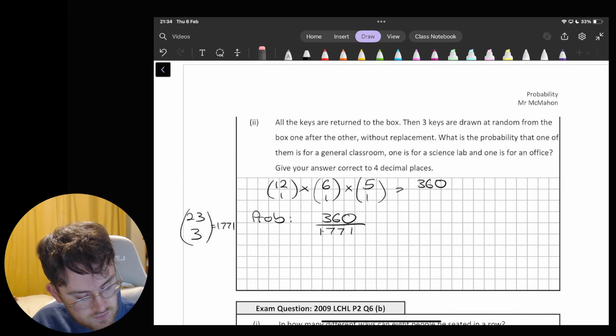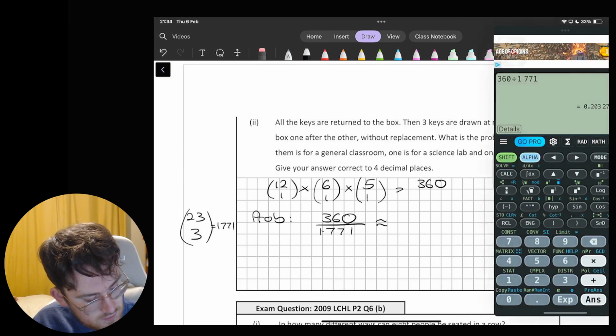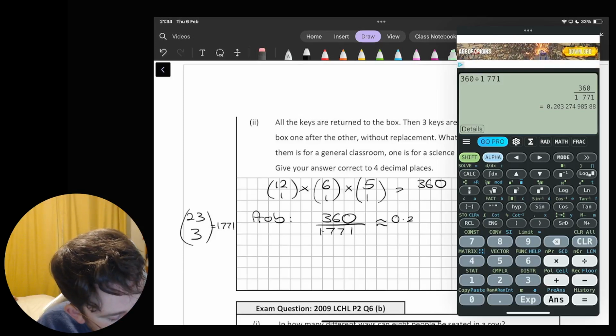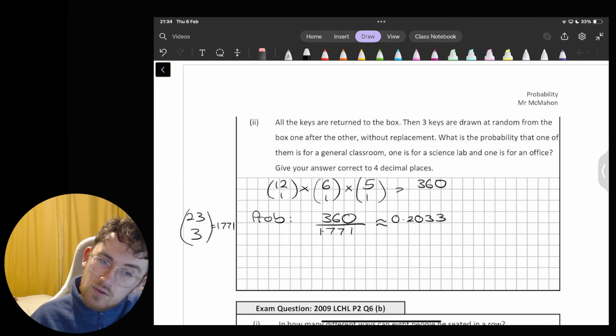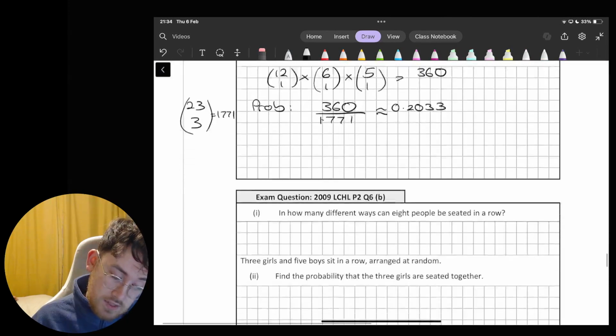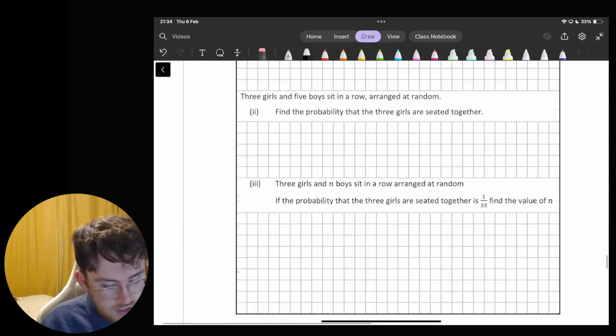Or they said, sorry, to 4 decimal places. I knew I typed it in for a reason. So 0.2033. So again, low enough. Well, 20%, not that low, I suppose. So I think this is our last little question here for this section.